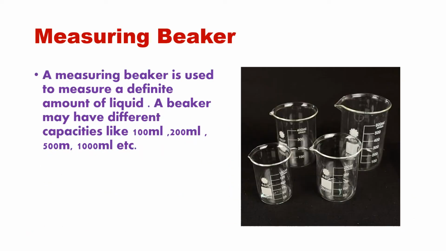Now we also have another vessel which is called a measuring beaker. Now why is it called a beaker? You can see there is a beak here at the end. See at the tip here there is a beak like a bird's beak, no? So why is this beak there? So that you can pour out the liquid very easily. Okay, so a measuring beaker is used to measure a definite amount of liquid.